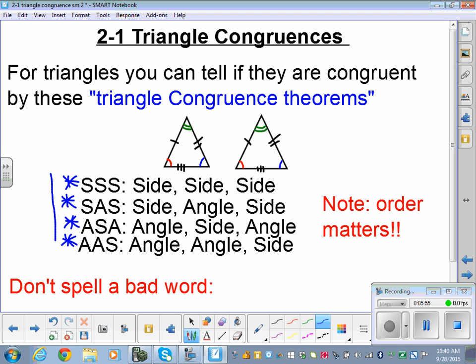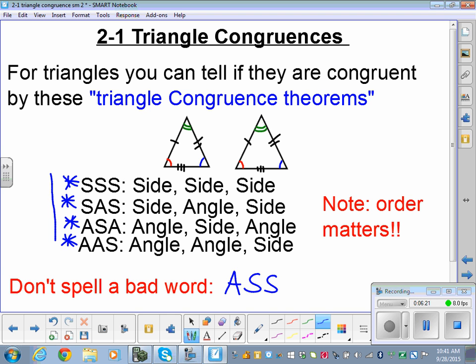Now, don't spell a bad word. This is the triangle congruence theorem that doesn't work. Angle, side, side. An easy way to remember that this one doesn't work is because you just spelled a bad word on your paper. I'm going to think you're calling me that word. Now, if you get that word, you'll say, oh yeah, that's a bad word. That one doesn't work. So just like this is a bad word, it's a bad congruence theorem.